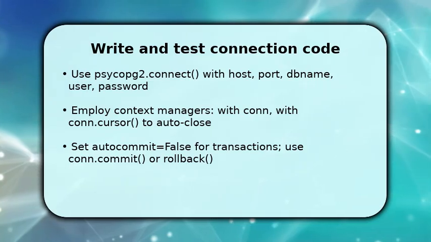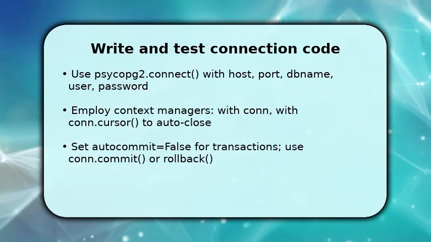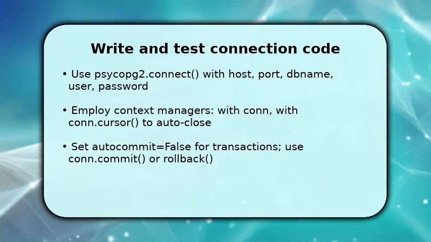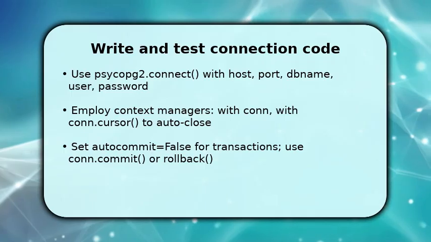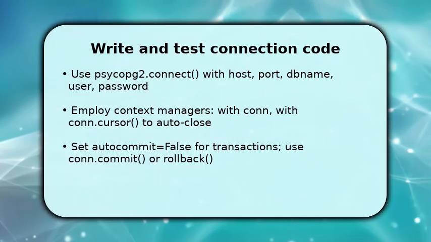Use autocommit false for controlled transactions. Call con.commit on success and con.rollback on exceptions. Once you see the expected result, you can move to parameterized queries and connection pooling.